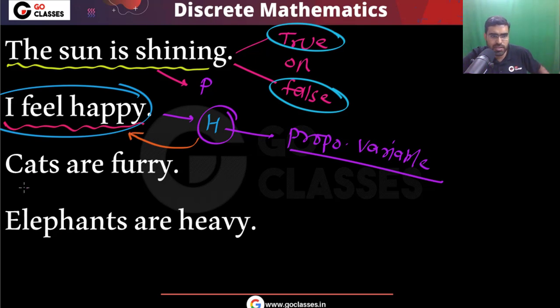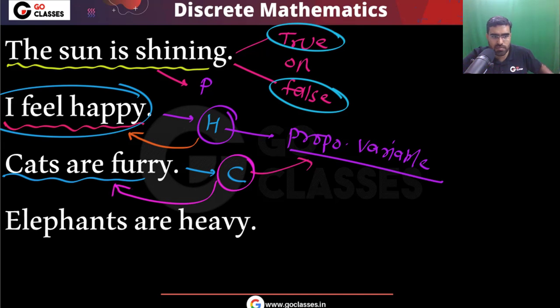Similarly, cats are furry. Again, this is a proposition. You can represent this by a propositional variable. So this is also a propositional variable. This propositional variable is representing this proposition.